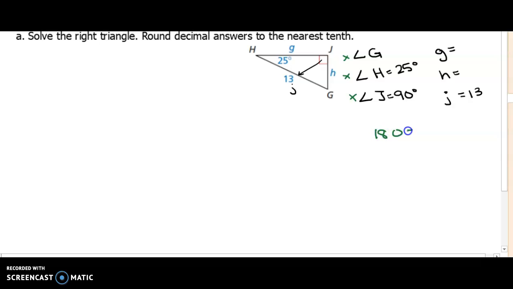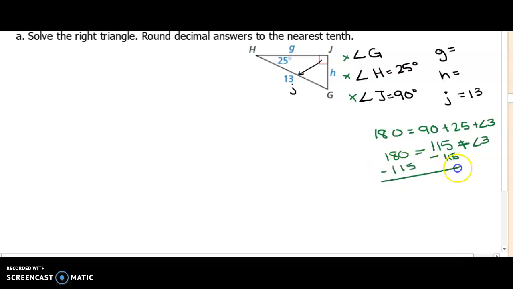So I can say 180 equals 90 plus 25 plus angle G. So 115 plus angle G equals 180. Minus 115. So I get 65 equals angle G. So this is 65 degrees.